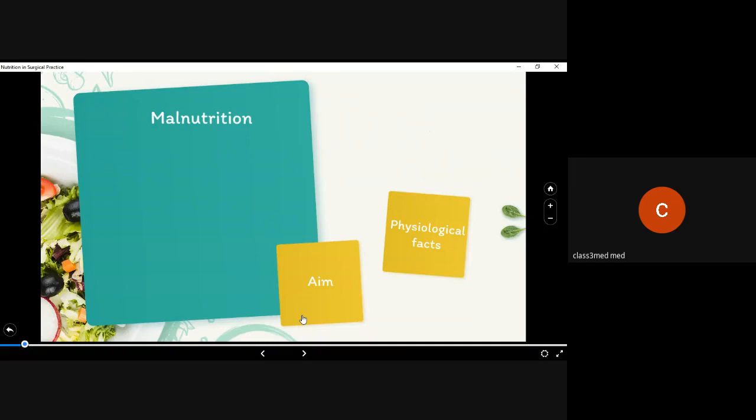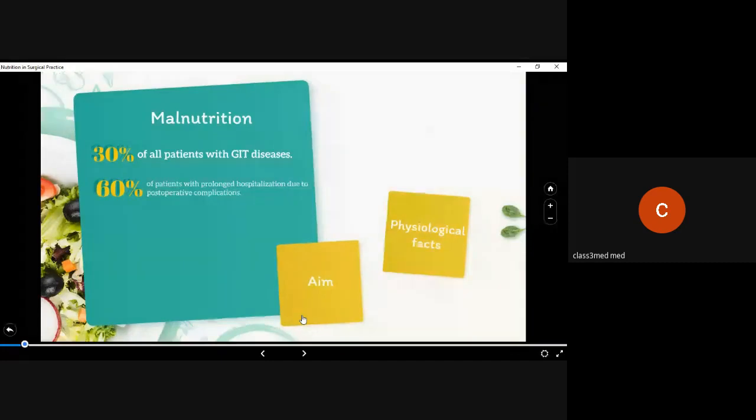Malnutrition is translated to Arabic as سوء التغذية. So malnutrition means poor nutritional state, and it is very important in surgical practice. Around 30% of all patients with GIT disease have nutritional problems and malnutrition, and up to 60% of patients who have prolonged hospitalization due to postoperative complications have malnutrition. So malnutrition is a real problem facing every single surgeon in the world.